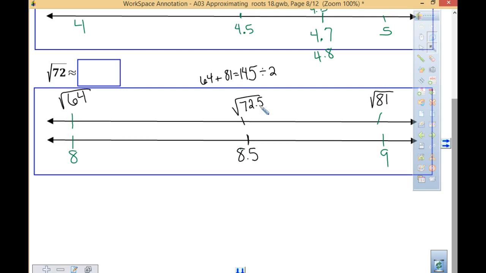Would this be pretty good? Could we be done? Definitely. Could you tell me 8.45? Can someone else tell me 8.5? Because 72.5, right? Here's the square root of 72. It might be square root of 8.45. Or maybe you tell me 8.5. I would take those answers. Does that make sense? Okay.